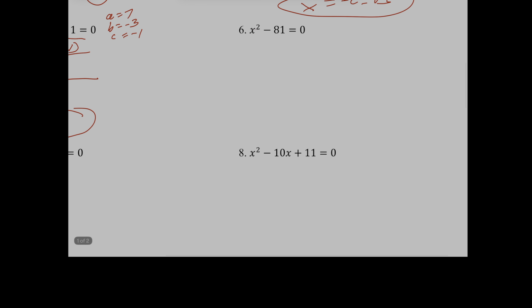Number 6. Ooh, look at that. Perfect square minus a perfect square. Okay, boom, boom, boom. I'm going to square root my x. I'm going to square root my 81, and I'm just going to go signs opposite. Now I'm just going to make each of these equal to 0. He's going to need a -9 to do that, and he's going to need a 9 to do that.